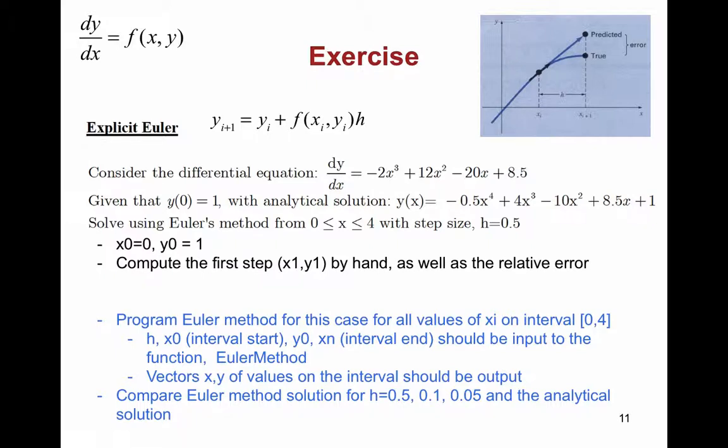And then I want you to compare the solution. Since this is a function that can take any h, I'd like you to vary h and see if indeed you get better with smaller h. So we're going to try it for 0.5, which is what I actually showed on the slide, 0.1 and 0.05, and compare that to the analytical solution as well. So we have our work cut out for us. Let's get going.